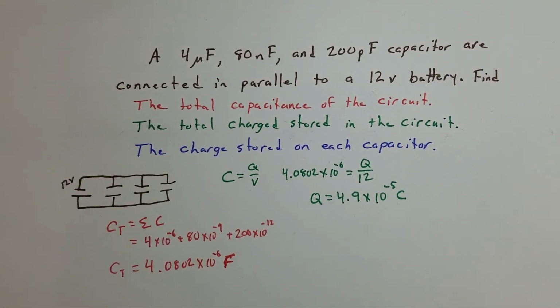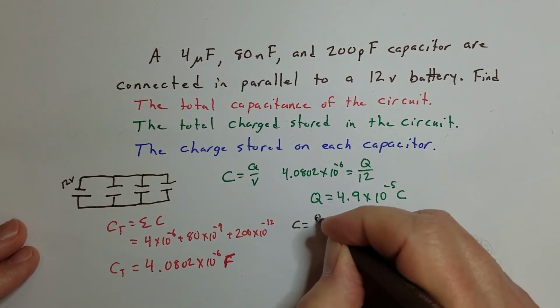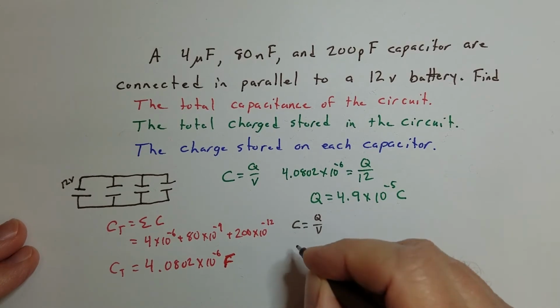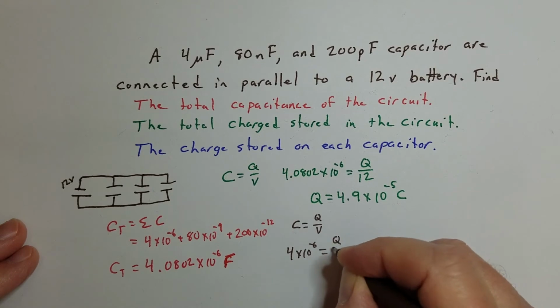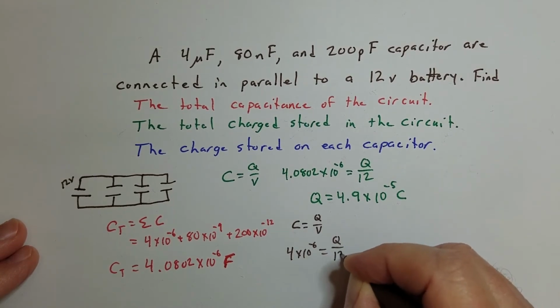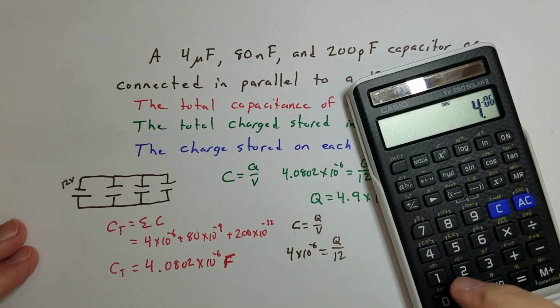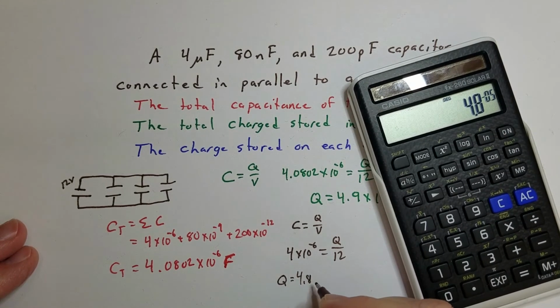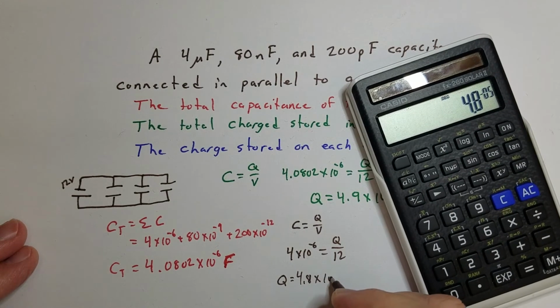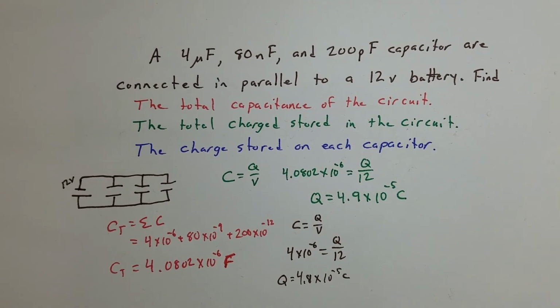Let's figure out the charge on each capacitor. So C equals Q over V. For the first one, we got 4 times 10 to minus 6 equals Q over V, which is 12 volts. So 4 times 10 to the negative 6 times 12 gives me a charge of 4.8 times 10 to the minus 5 coulombs. And let's continue doing that for the rest of them.